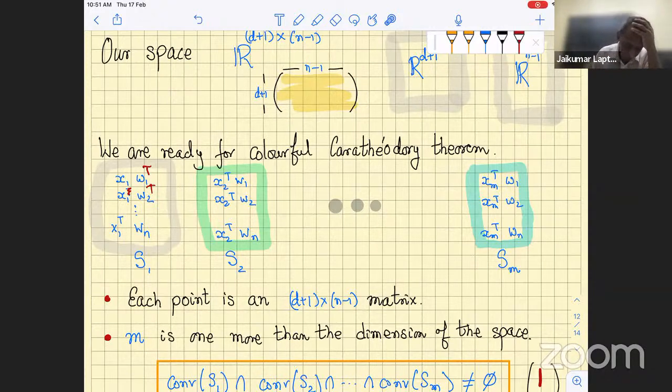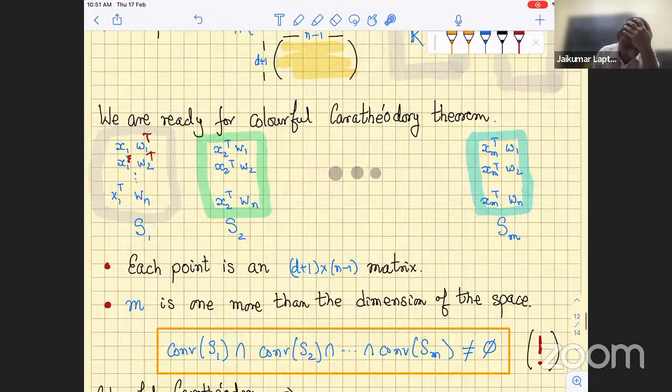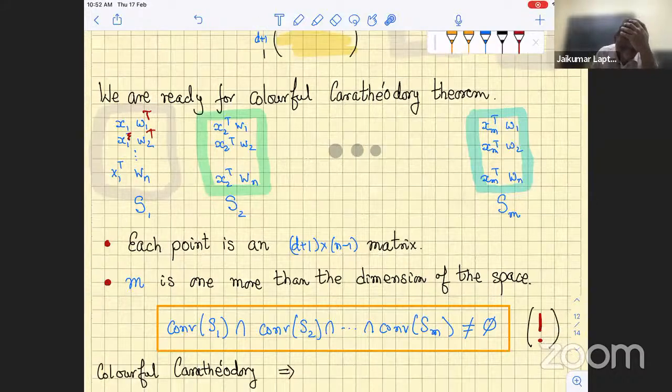I'm so sorry, but please, all the transposes are on the second, not the first. Anyway, now, to apply the colorful Carathéodory theorem, there must be a point which is common to all these convex hulls. So why do we know that there is a point which is common to all these convex hulls?